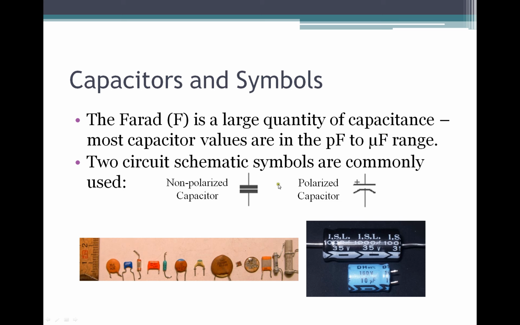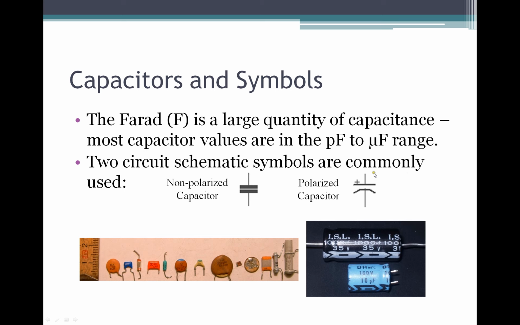Now, non-polarized capacitors, it doesn't matter which way they go in the circuit. So either side, there's not a positive side or a negative side for the non-polarized capacitor. So they're typically small devices like the ones shown here, and they can be inserted into a circuit in either direction, and it's not going to matter.